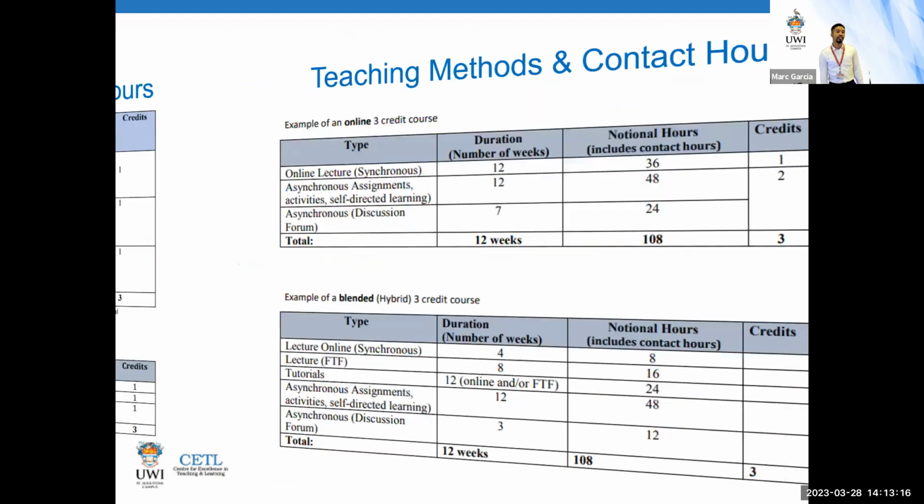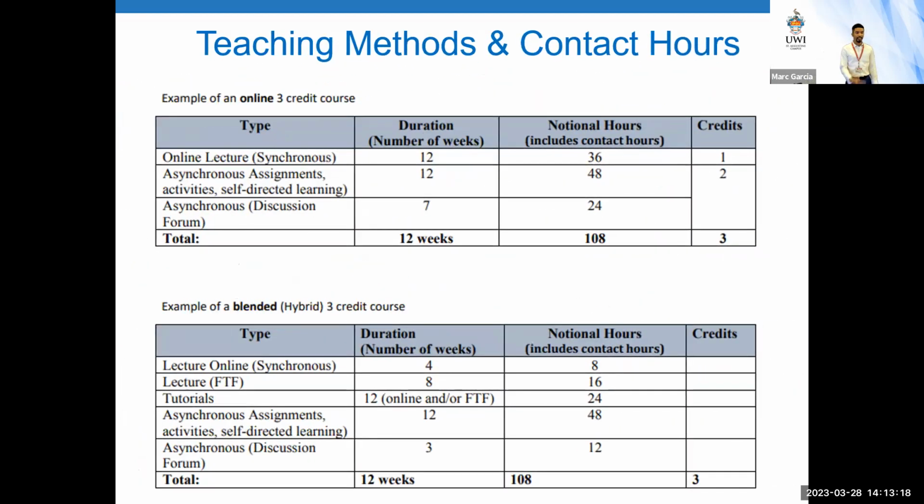So this is another example of a 3-credit course. We see the total number of credits here, 3 credits, contact hours, and duration. This is also what we mentioned last week with a blended course. So we see an example of an online 3-credit course and an example of a blended 3-credit course. This is just something to guide you.